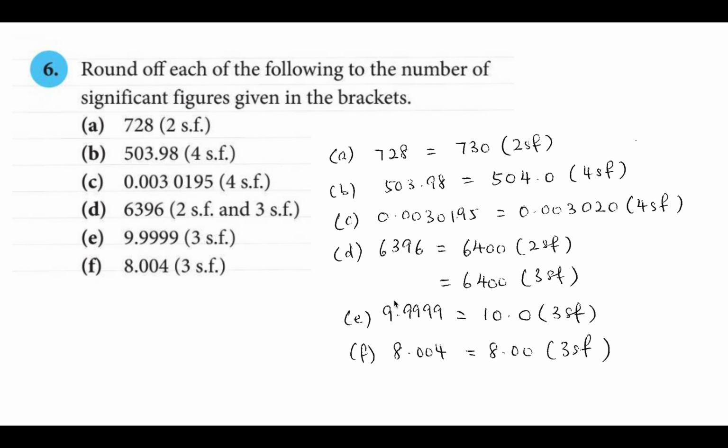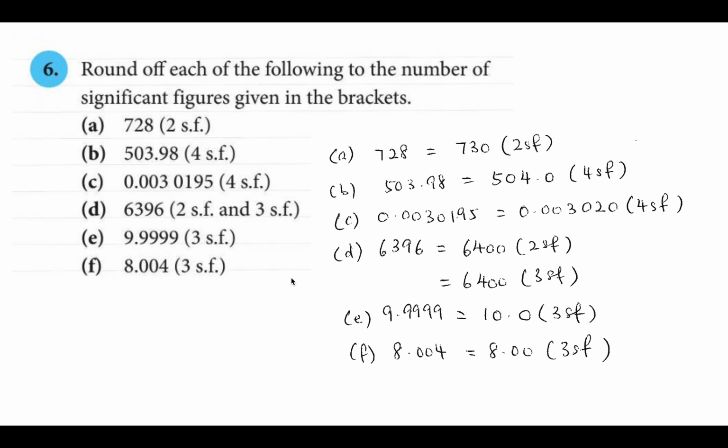Right, next one. Round off each of the following numbers to the significant figures as given in the bracket. So 728, when we round off to two significant figures, the 7 and 2 are significant, so 730. Next one, 503.98, we want 4 significant figures, so 504.0, because 3.98 rounds off to 4.0.